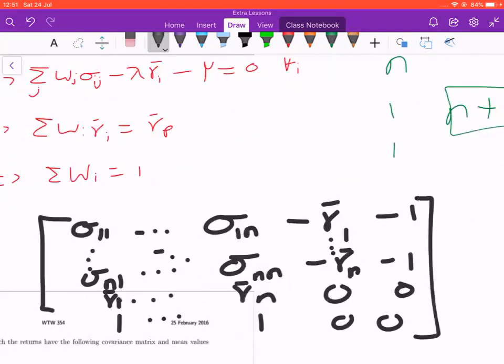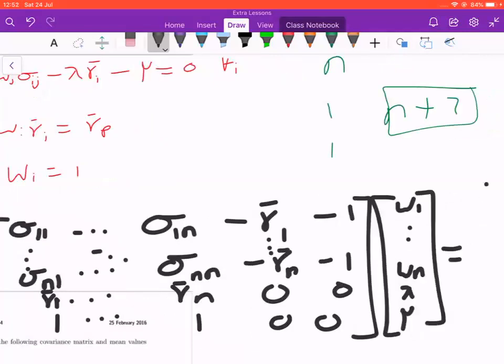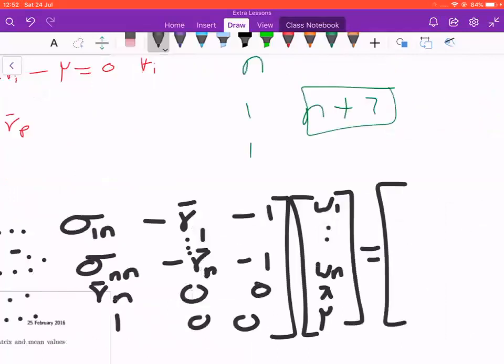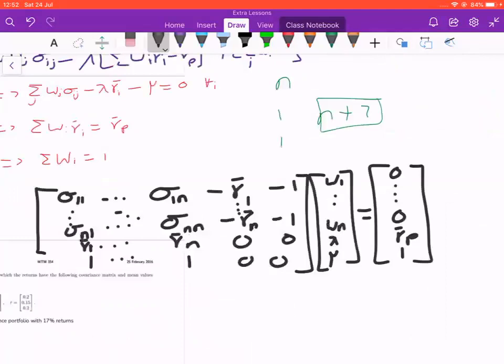So this is how you can simplify it. Weight 1, weight n, lambda, and mu. Zero up to 0. The returns, your desired portfolio return. There you have it. So basically this is like Ax equals b.